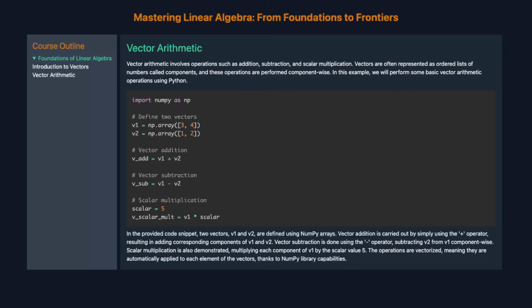In the provided code snippet, two vectors v1 and v2 are defined using NumPy arrays. Vector addition is carried out by simply using the plus operator, resulting in adding corresponding components of v1 and v2. Vector subtraction is done using the minus operator, subtracting v2 from v1 component-wise. Scalar multiplication is also demonstrated, multiplying each component of v1 by the scalar value 5. The operations are vectorized, meaning they are automatically applied to each element of the vectors, thanks to NumPy library capabilities.